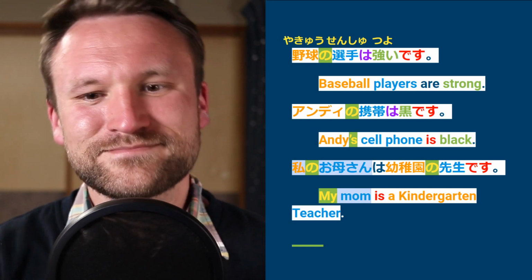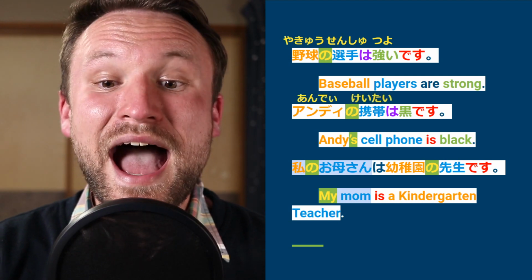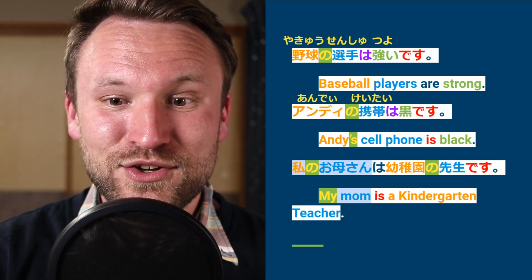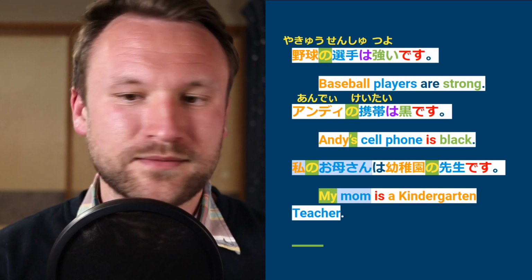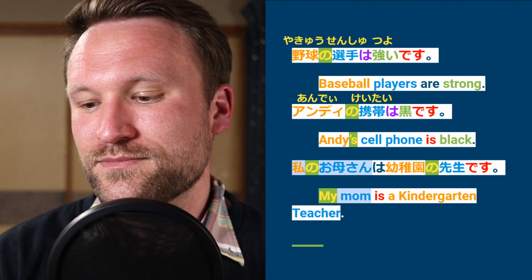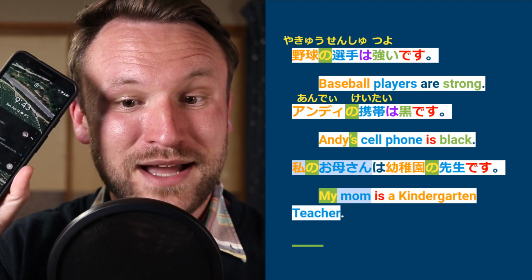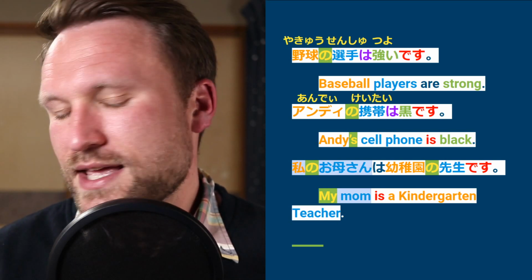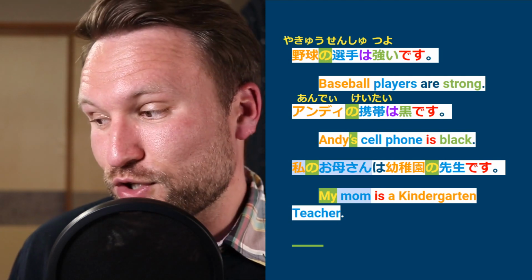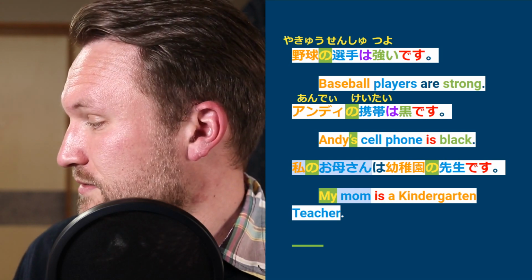All right, our next sentence is Andy no keitai wa kuro desu, kuroi desu, kuro. I guess either one is fine, but kuroi desu, kuro desu, either one is kind of fine. But anyway, my cell phone, Andy's cell phone, is black. Yuki, in this sentence, would you say Andy no keitai wa kuro desu or kuroi desu? Which one would you say?